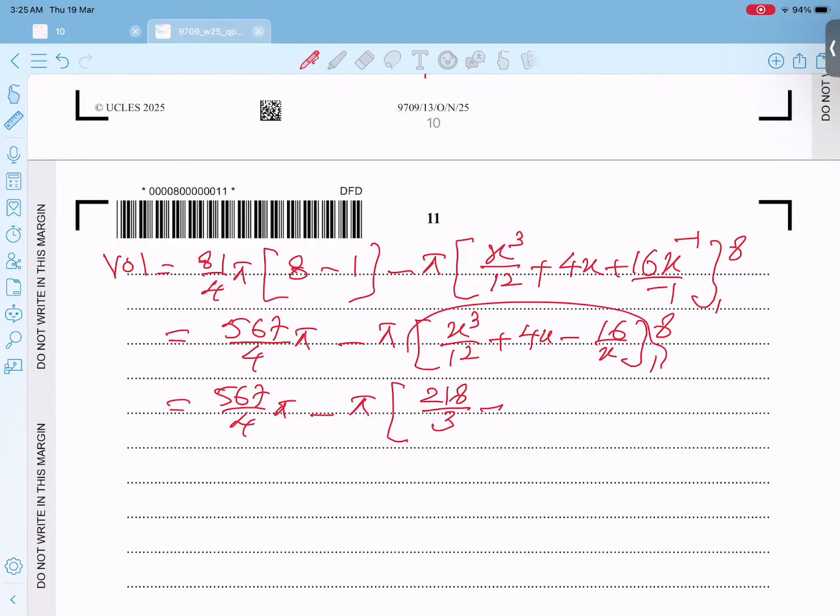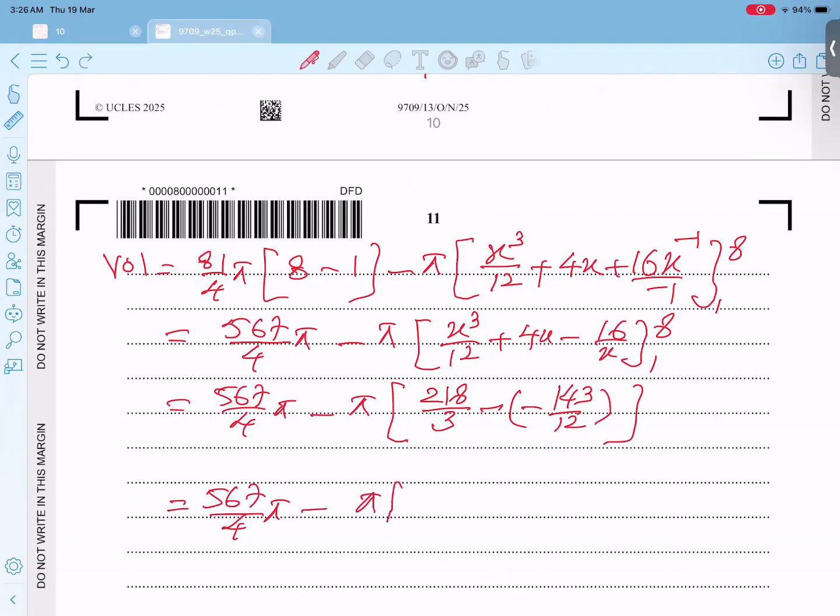Now I replace every x by 1. So 1 divided by 12 plus 4 ones of 4 minus 16 by 1 is 16. That's it. And I'm getting here negative 143 by 12. This is done. Now I'm going to close the question, finish the question. This is done. And what about this?